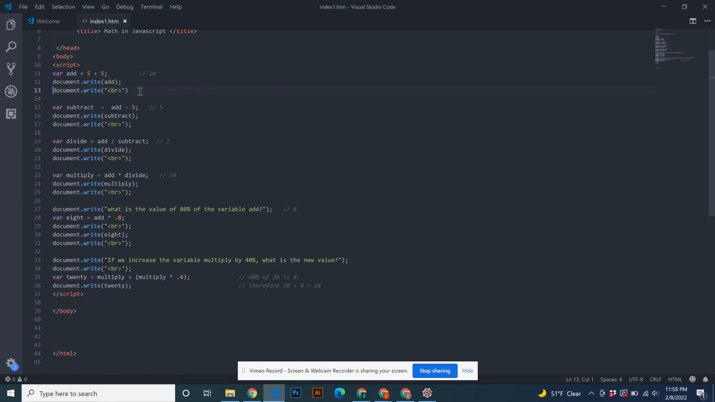And this line right here, document.write br, which is some HTML code. For those who don't know, this basically tells the program to move on to the next line when we're printing out something.